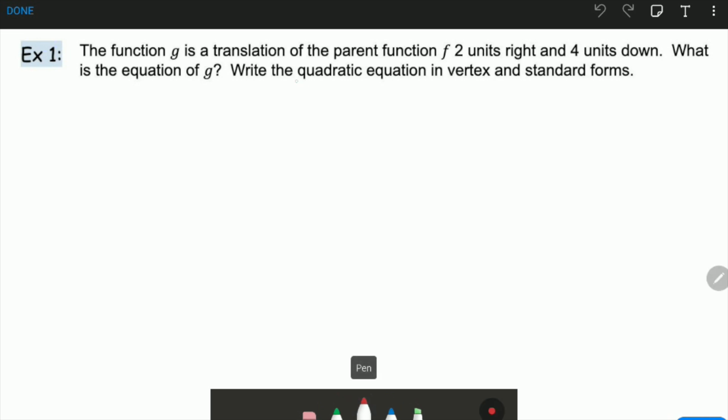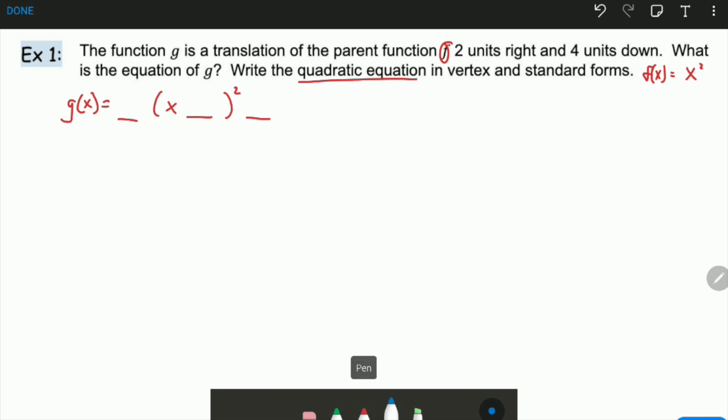Since we know it's a quadratic parent function, that means the f it's referring to is f of x equals x squared. This is that quadratic function. So I'm going to give myself a little bit of a pattern here. Let's start with vertex form. g of x will equal possibly a number there, possibly a number there, it is squared, and possibly a number here.